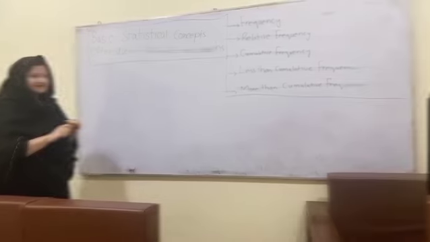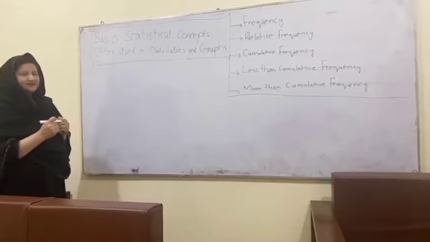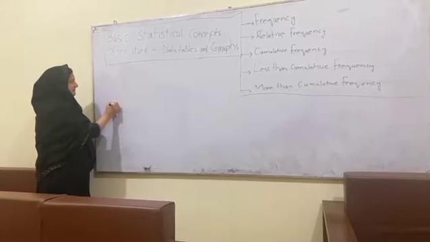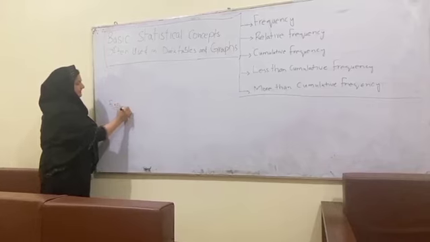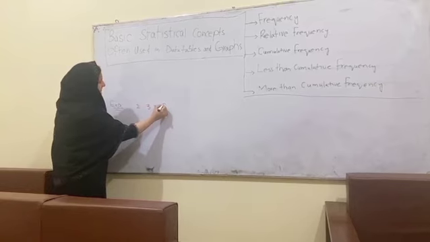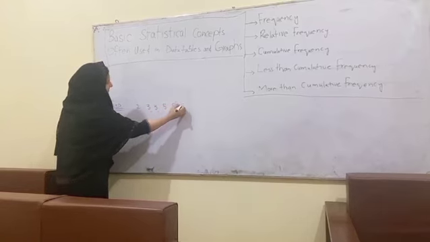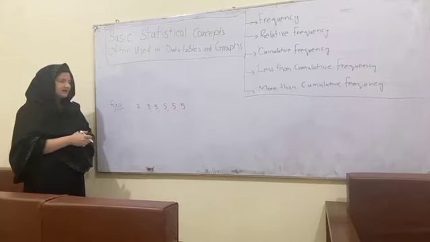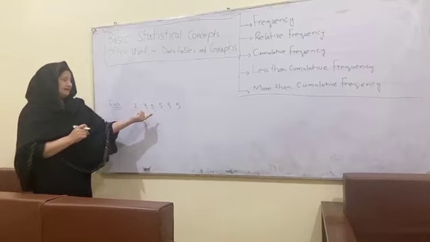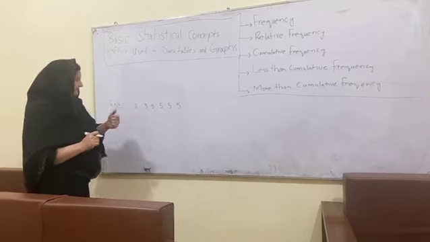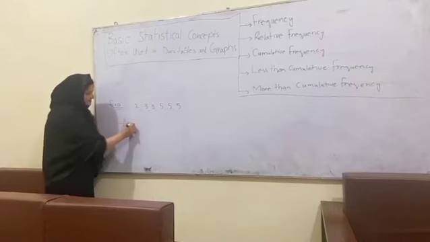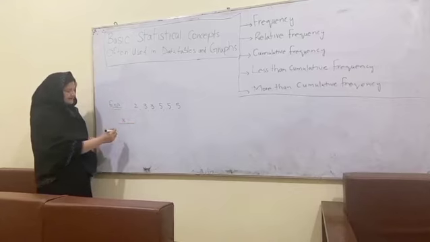So let's begin. Let's start the explanation with the help of an example. The example includes these values: 2, 3, 3, 5, 5 and 5. Let's take this small data set. Now let's tabulate it. Consider these data points as X.